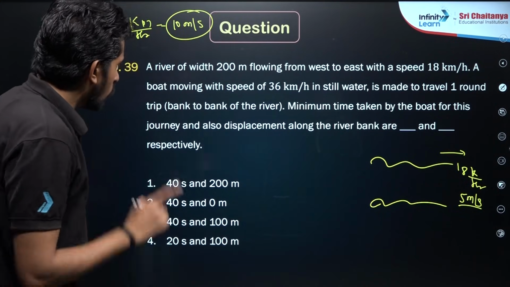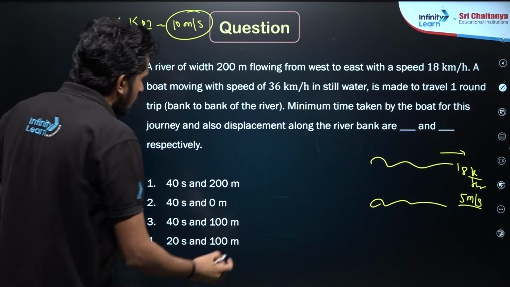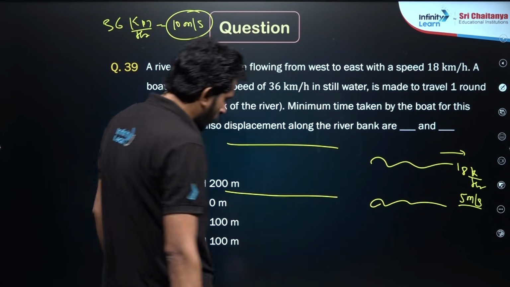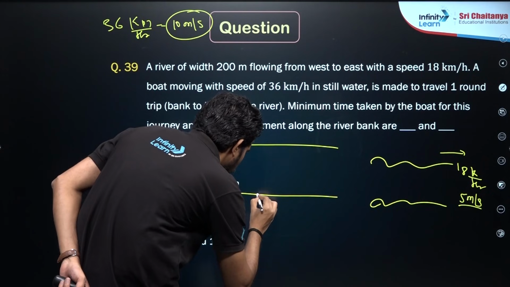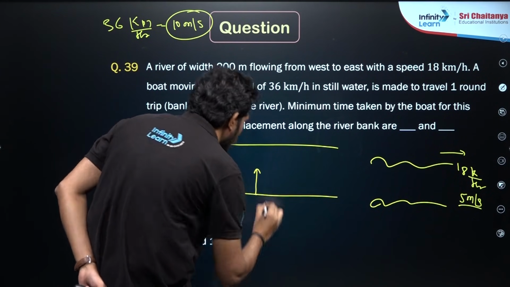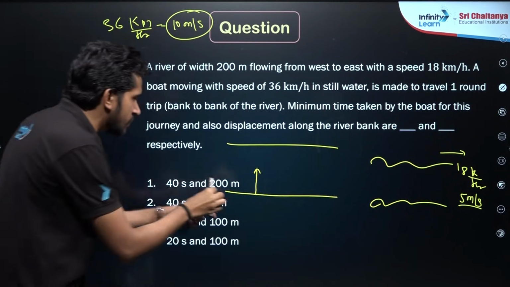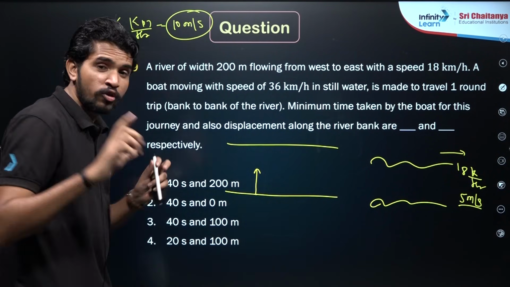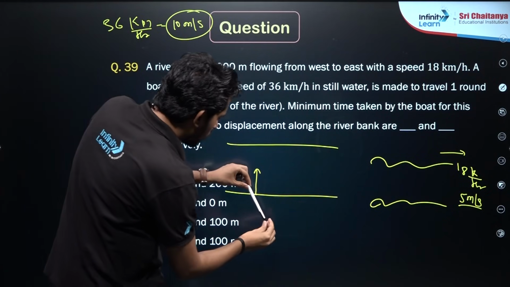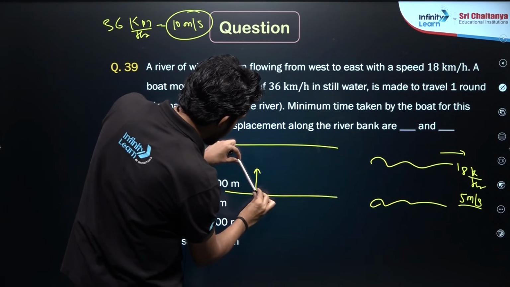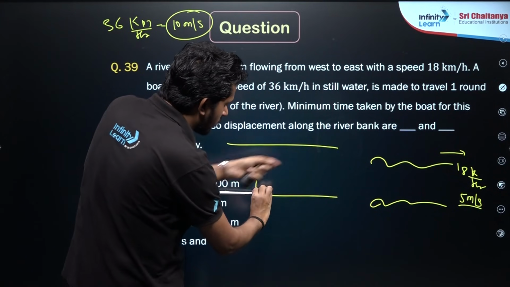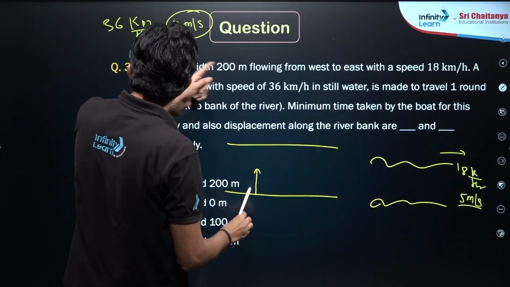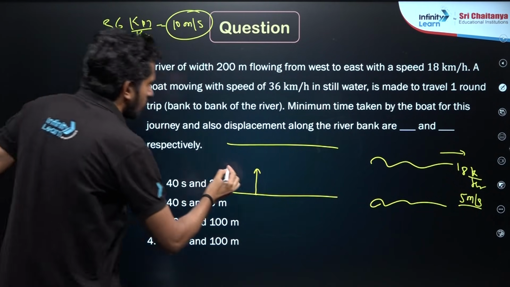Minimum time taken. In the case of minimum time taken, let me redraw it. The boat's velocity should be concentrated only in this direction. If I want minimum distance, then I will move the boat somewhere in this direction, and this component will cancel out that 5 meter per second. But now it would be completely in the y direction, 10 meter per second.